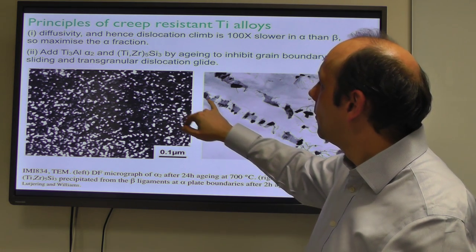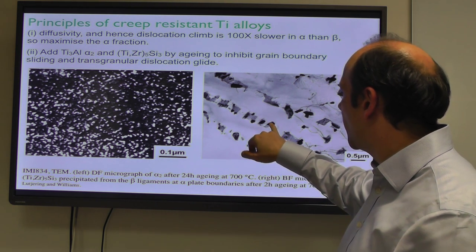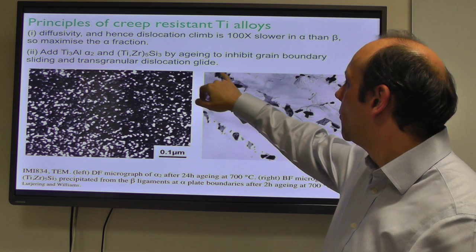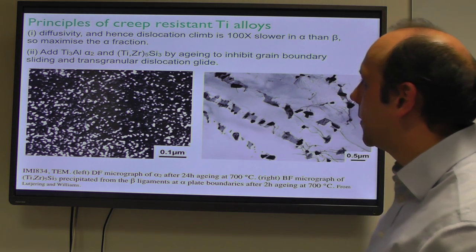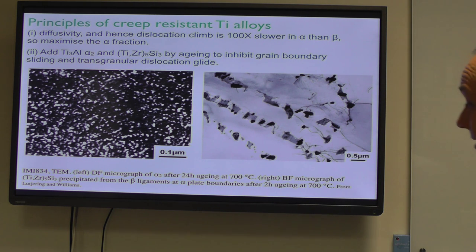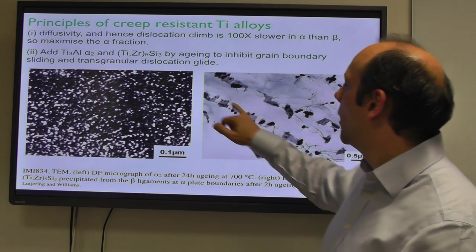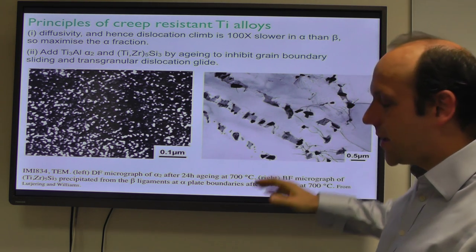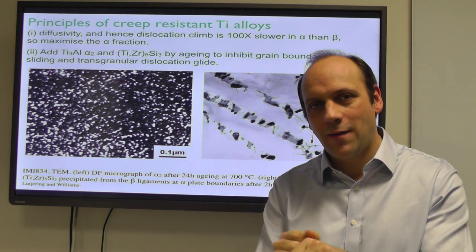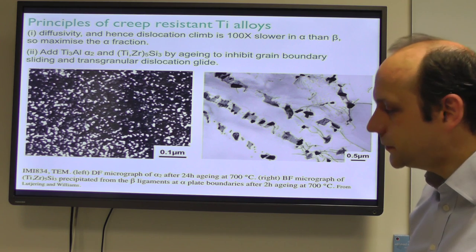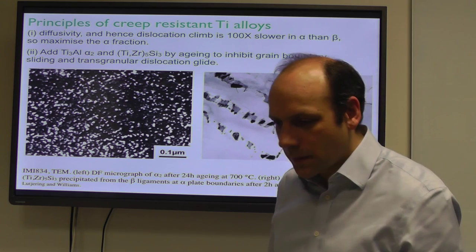The other thing we do is we put silicide. So this is a bright field TEM micrograph of some silicide particles that have formed in the, this is an alpha grain, this is another alpha grain, in the beta ligament in between. Of course, silicon in these alloys will tend to go to the beta. And so we form silicides along the grain boundaries. And they're like grit, stopping the grains sliding over each other. That's the way to think about it. They're inhibiting grain boundary sliding. They'll probably also inhibit dislocation glide across the grains.